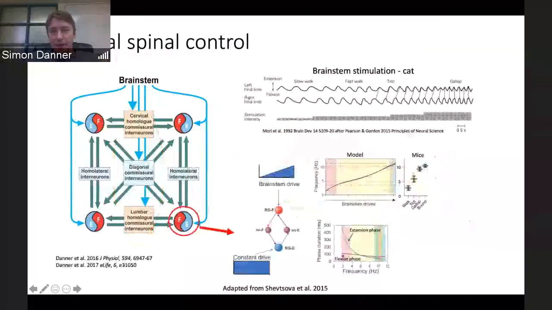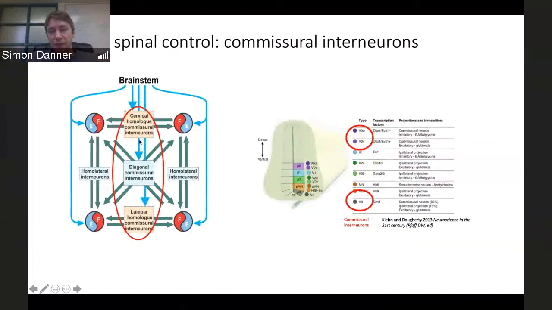And now let's continue to the commissural interneurons, which are neurons that project from one side of the spinal cord to the other and couple the rhythm generators. So we model this on the basis of genetically defined interneurons, and specifically two classes, the V0 neurons and the V3 neurons. V0 neurons can be split into V0D, which are inhibitory, and V0V, which are excitatory, and the class of V3 neurons is excitatory.